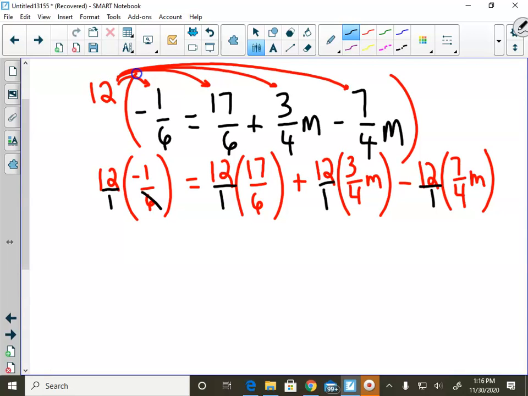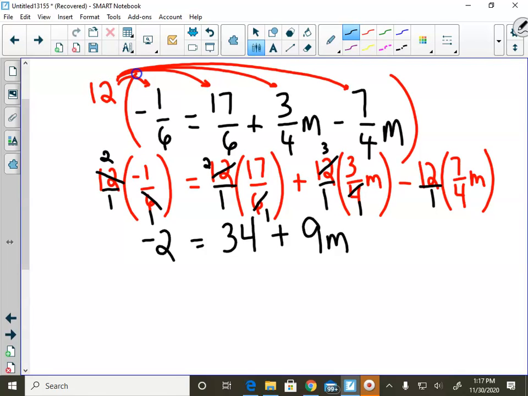And I know that 6 goes into 6 once, 6 goes into 12 twice. 2 times negative 1 is negative 2. Next, 6 into 6 once, 6 into 12 twice. 2 times 17 is 34. Next, 4 goes into 4 once, 4 goes into 12 3 times. 3 times 3m, 9m. And last, 4 into 4 once, 4 into 12 3 times. 3 times 7m, 21m.